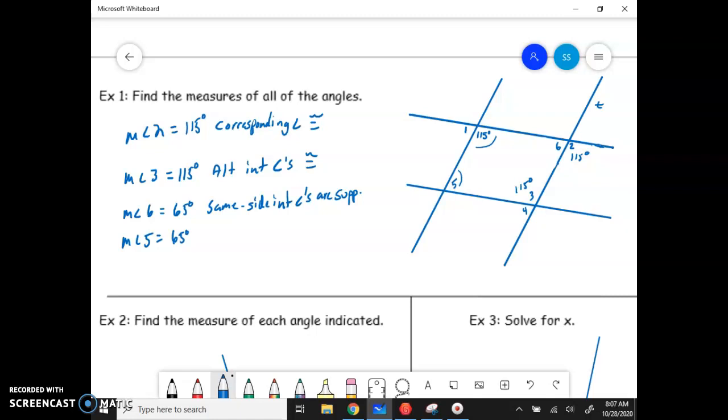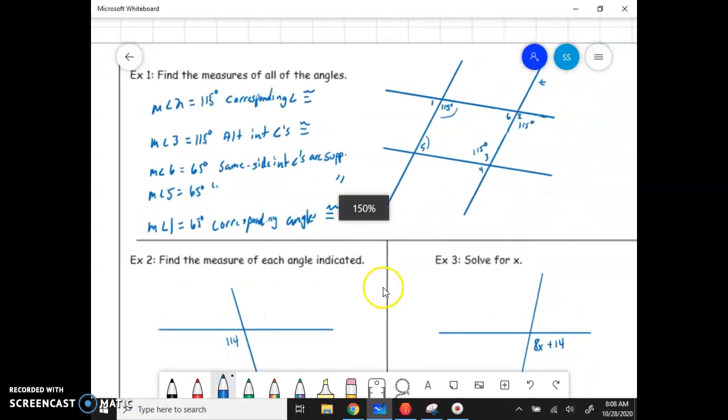And let's see, measure of angle 1. We already know from angle 6 that the measure of angle 6 is 65 degrees, and angle 1 and angle 6 are corresponding. So the measure of angle 1, sorry, this is the same definition here. The measure of angle 1 is 65 degrees, and I know that because corresponding angles are congruent. Okay. All right, moving on.